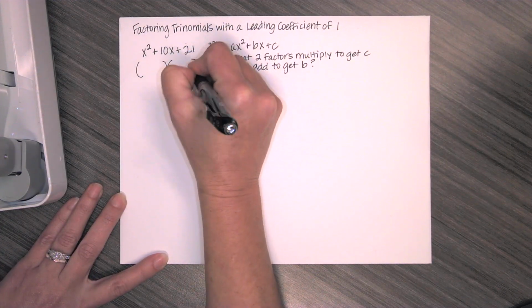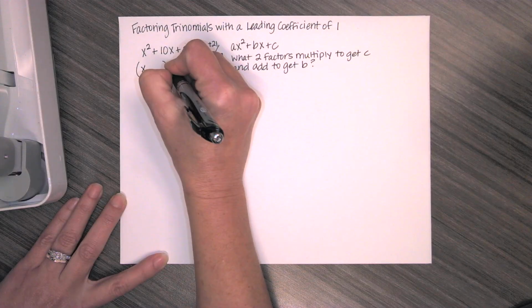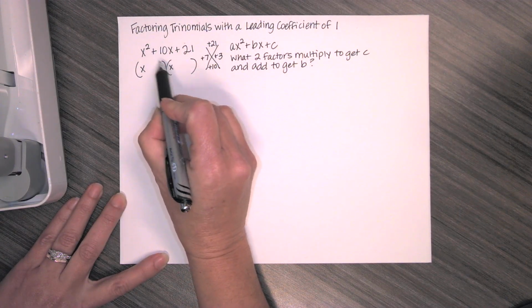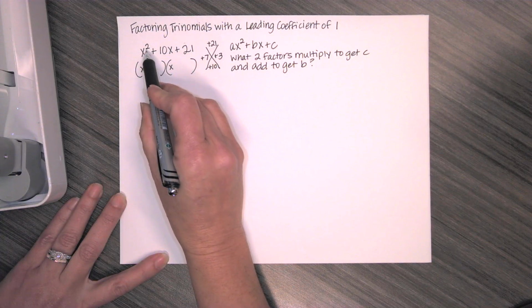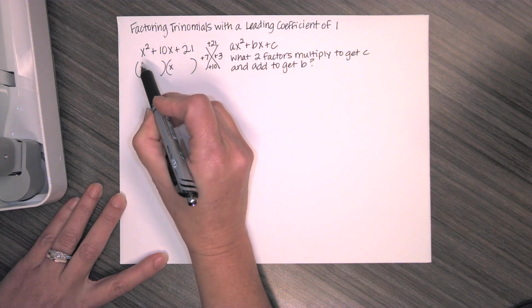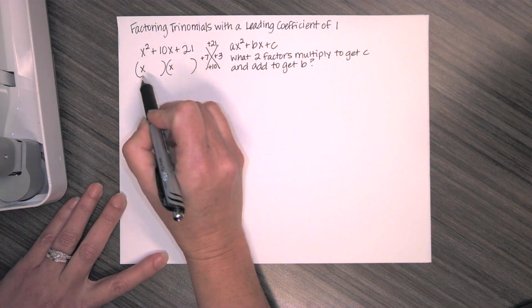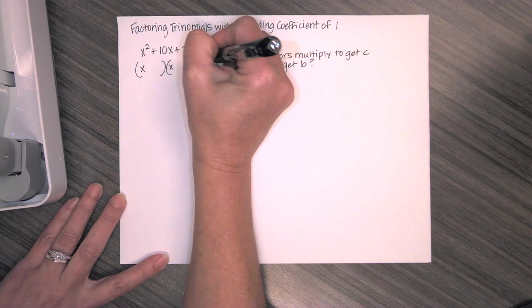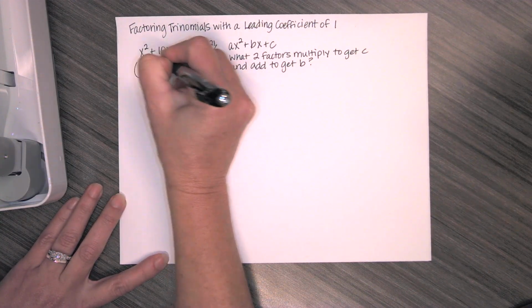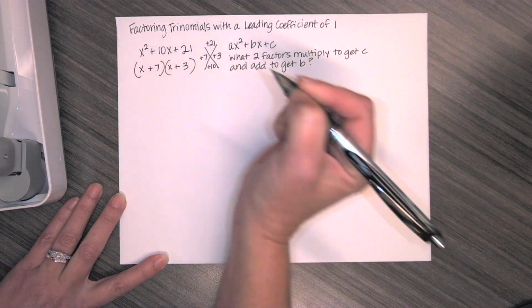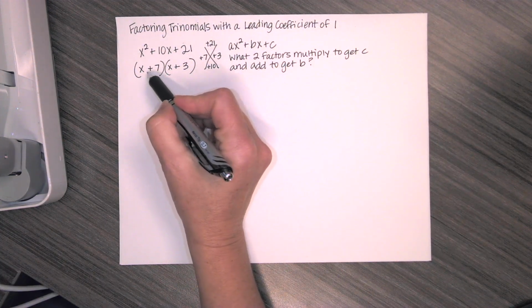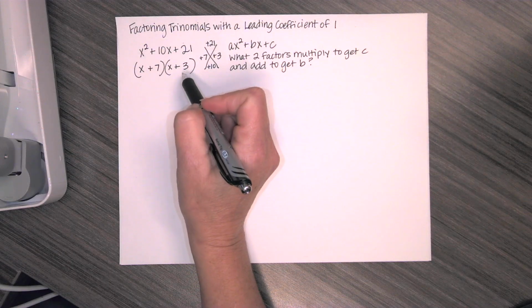Now, this is going to break down to two factors. The first term in each factor is going to be an x, because x times x is x squared. If this was a y squared, it would be a y and a y. If it was an a squared, it would be a and a. And then the two numbers that you chose go here. Now, it does not matter which order you put them in, as long as you have these two same factors, x plus 7 and x plus 3.